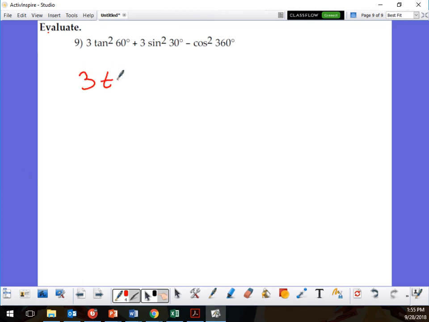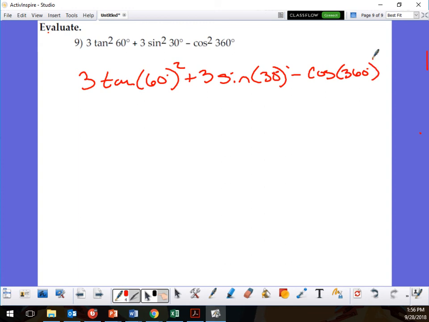3 tangent 60 degrees. Square goes on the outside. You'll get a syntax error if you try to put it anywhere else. Square goes on the outside. Plus 3 sine of 30 degrees square, minus cosine of 360 degrees square. 8.75.